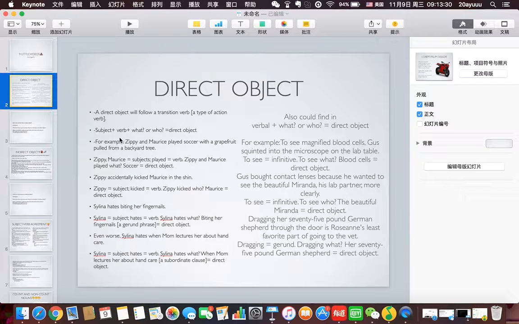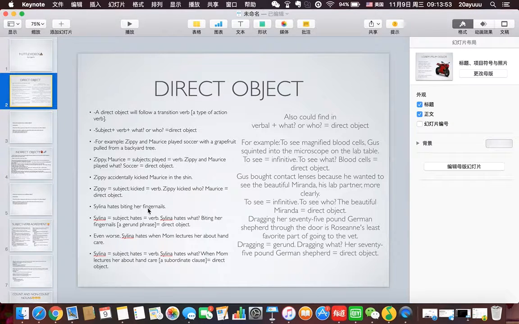For example, Zeke and Maris play soccer with a grapefruit pulled from a backyard tree. Zeke and Maris equals subject, play equals verb. Zeke and Maris play what? Soccer equals direct object. Zeke accidentally kicked Maris in the shin. Zeke equals subject, kicked equals verb. Zeke kicked who? Maris equals direct object.